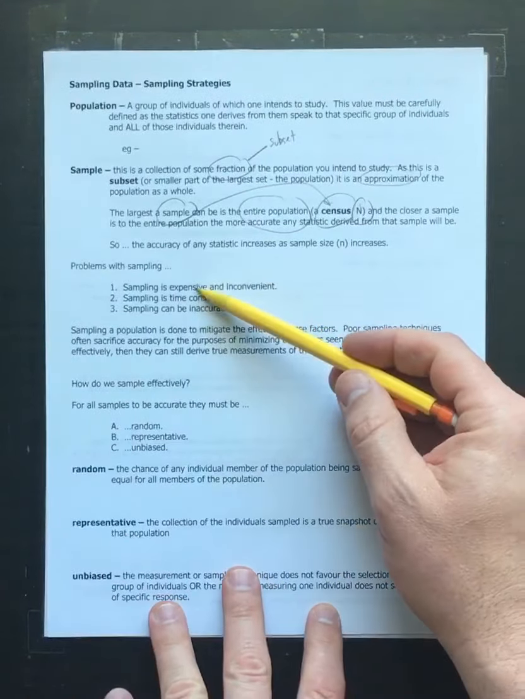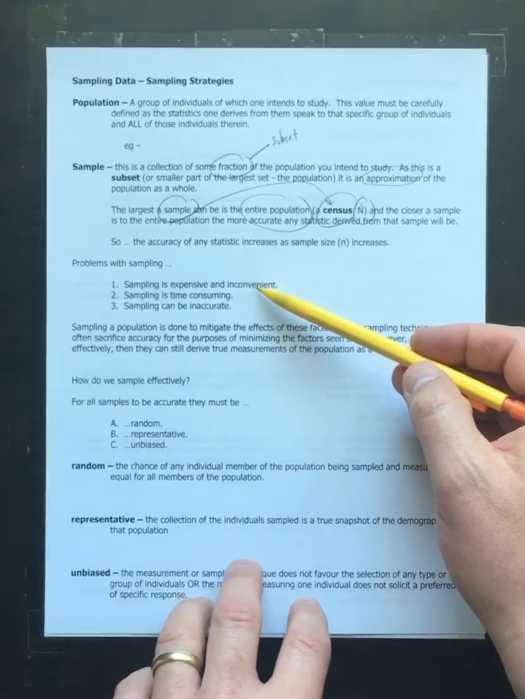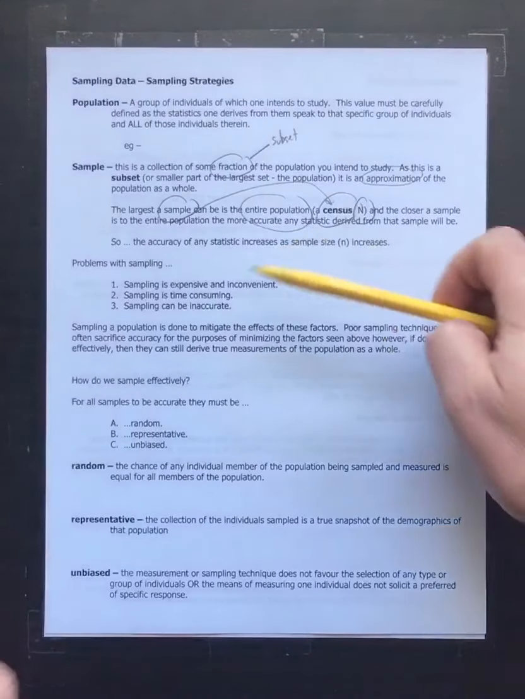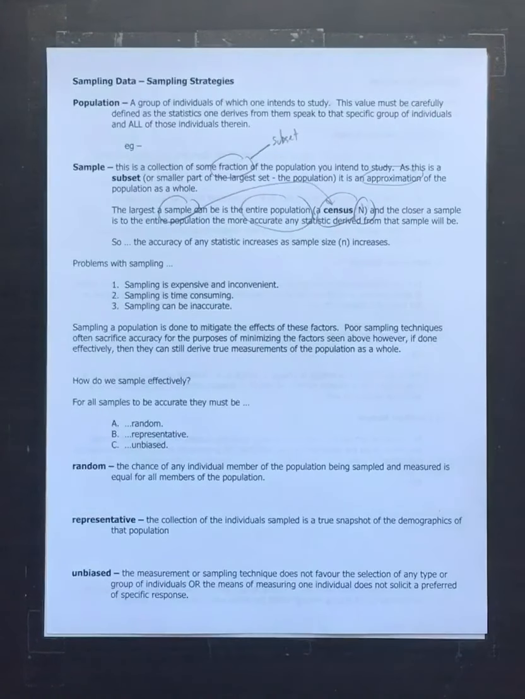But sampling is expensive. It takes a lot of time and money and effort. It's inconvenient, because it takes some time and you have to think about things and plan things out. It can be very time consuming. I had some friends who were sampling over a 10-year period for their PhD thesis, to do a study. By the time they got to the end, some of their data was so old, because the population had changed, that they couldn't really use it.